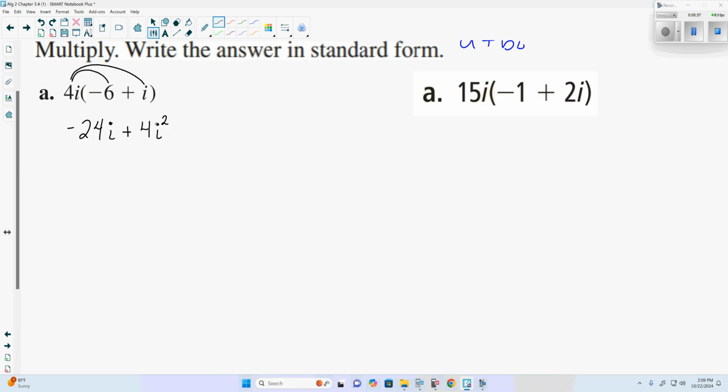Now, we're not quite finished with this because we did multiply through, but the issue comes with the fact that we have i squared.